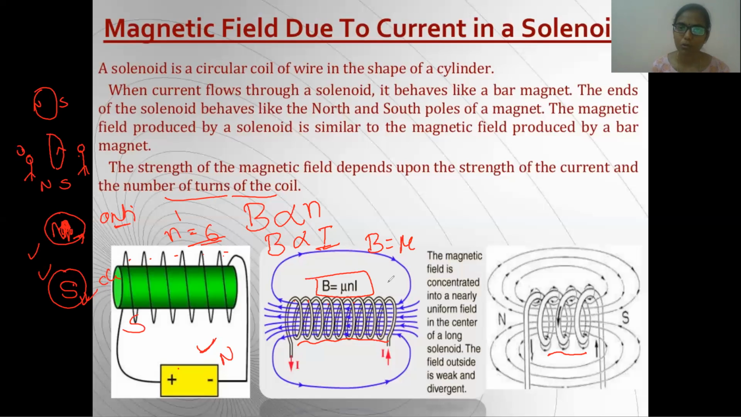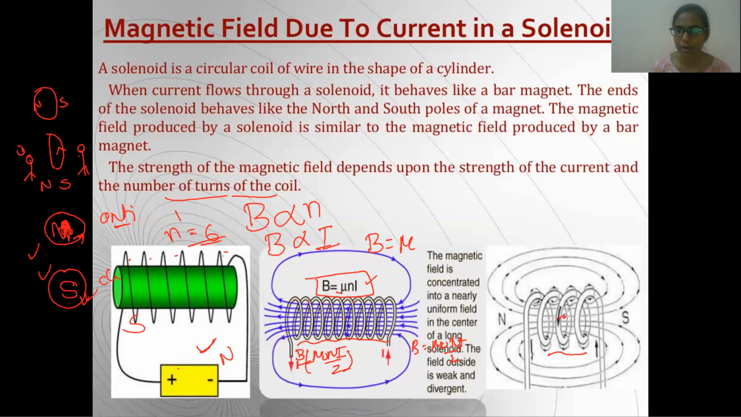One more thing: when problems ask for the magnetic field inside the solenoid, it is uniform all the way. If you come to the end, it decreases. The magnetic field decreases to half, B by 2, that is mu naught N I by 2 at the poles. Inside, it is the earlier formula; at the poles, it decreases to half. How it comes we will derive later.